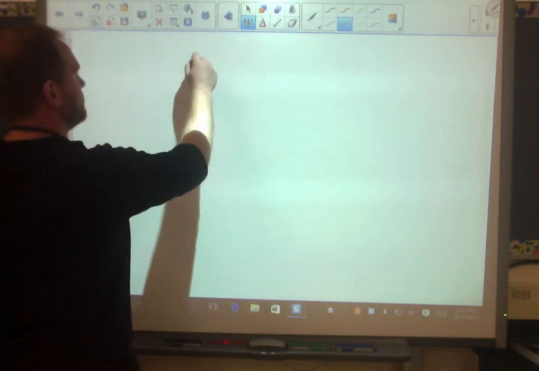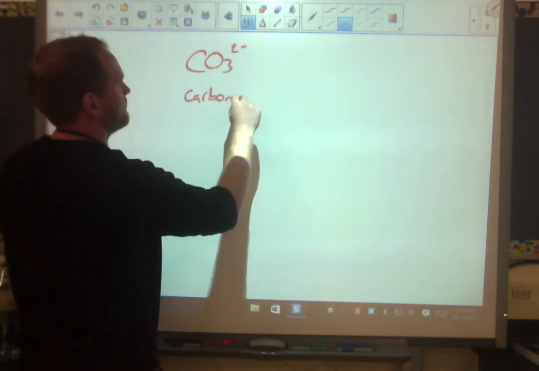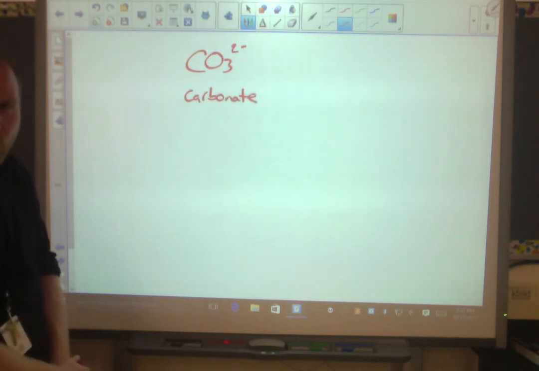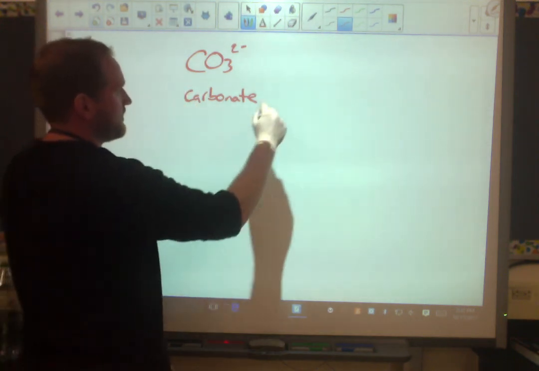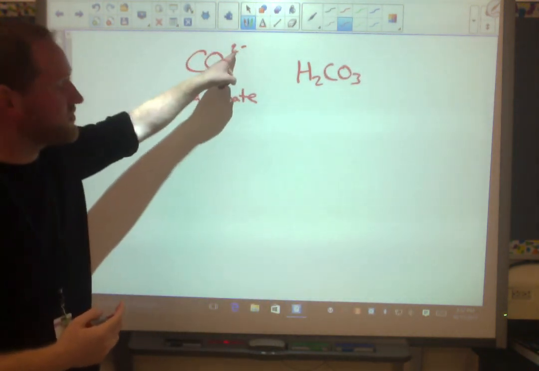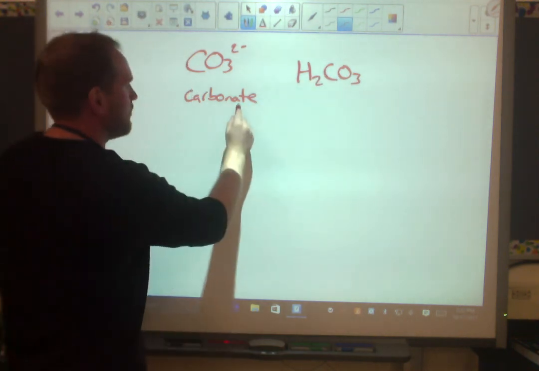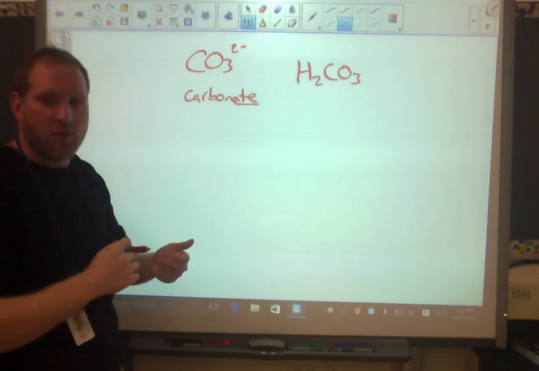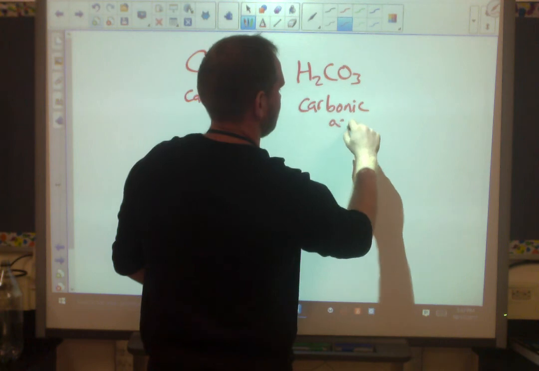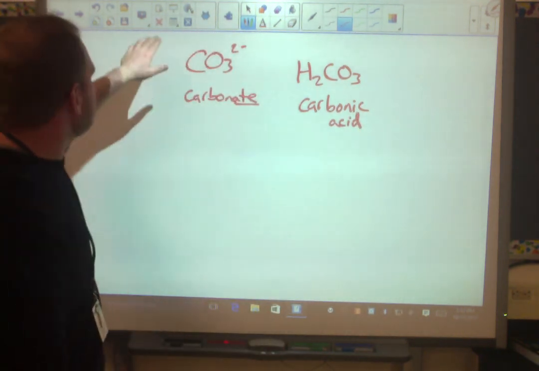Let's do another one. CO3 minus. This is carbonate. Well, what's it going to form when it becomes an acid? If hydrogen bonds to this, we're going to get H2CO3. Why two H's? Because this is 2 minus, so you need 2 H pluses to balance it out. And what are we going to call this? Well, carbonate is going to become carbonic acid. Okay, so ate-ic, ite-ous. Here, why don't you practice a few of these?